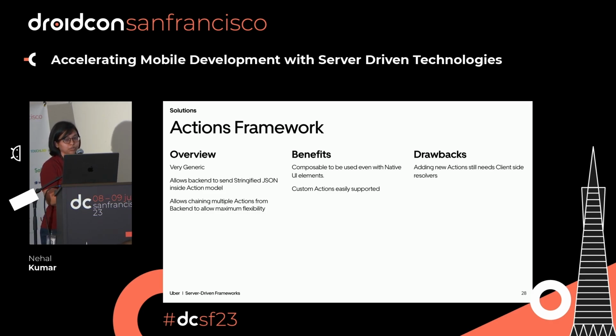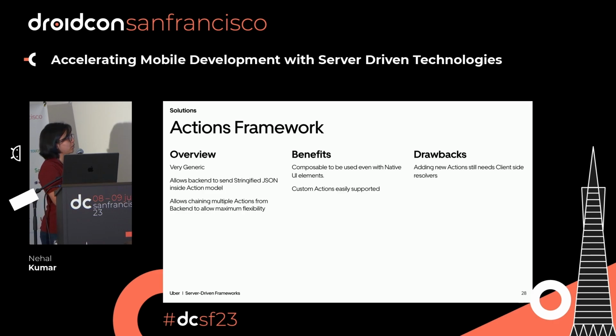So what did we do? We allowed backend now to send a stringified JSON in the action payload, and we now resolve them on the mobile side. And we also ensured that this action framework has capabilities like chaining multiple actions, so the capability for you to provide next actions and things like that. And again, as we talked about every other framework, this framework is completely composable with other parts of the framework, and it can also be used with native UI elements.